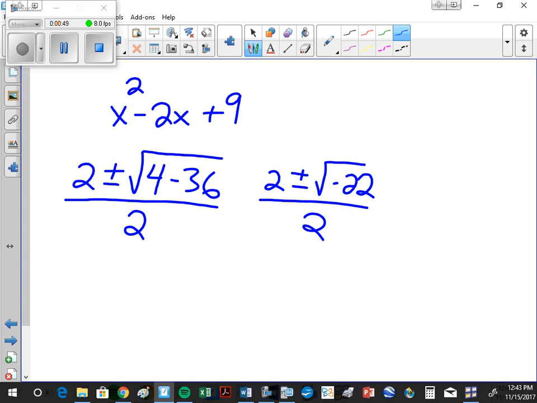If we factor tree 32, what are the factors of 32? 2 and 11, can I pull out anything? Nope, except for the i. So the answer would be 2 plus or minus i root 22 over 2. Can I simplify with the 2? No, not on the inside, only if it's on the outside. So if it was 2 root 22, then I could pull a 2 out.